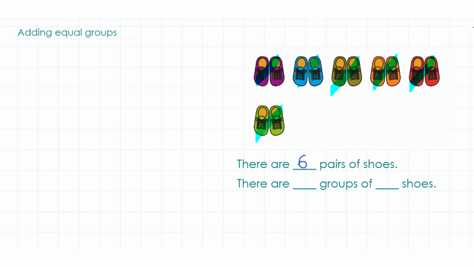Now, a pair is a group of 2. So how many groups of 2 shoes do we have? Well, it's the same, isn't it? It's 6 groups of 2 shoes. We could count again. We could say 1 group of 2 shoes, 2 groups of 2 shoes, 3 groups of 2 shoes, 4 groups of 2 shoes, 5 groups of 2 shoes, 6 groups of 2 shoes. There are 6 groups of 2 shoes. 6 pairs of shoes.